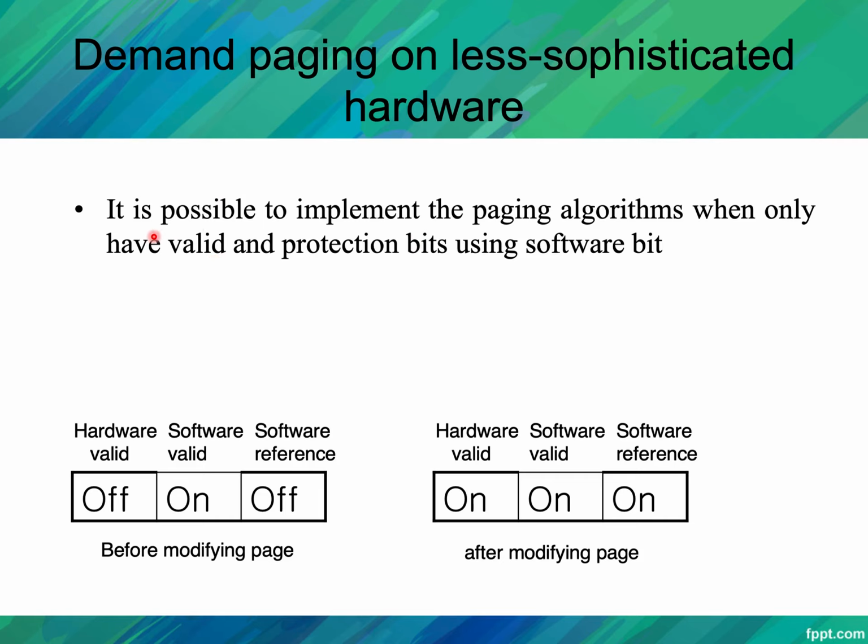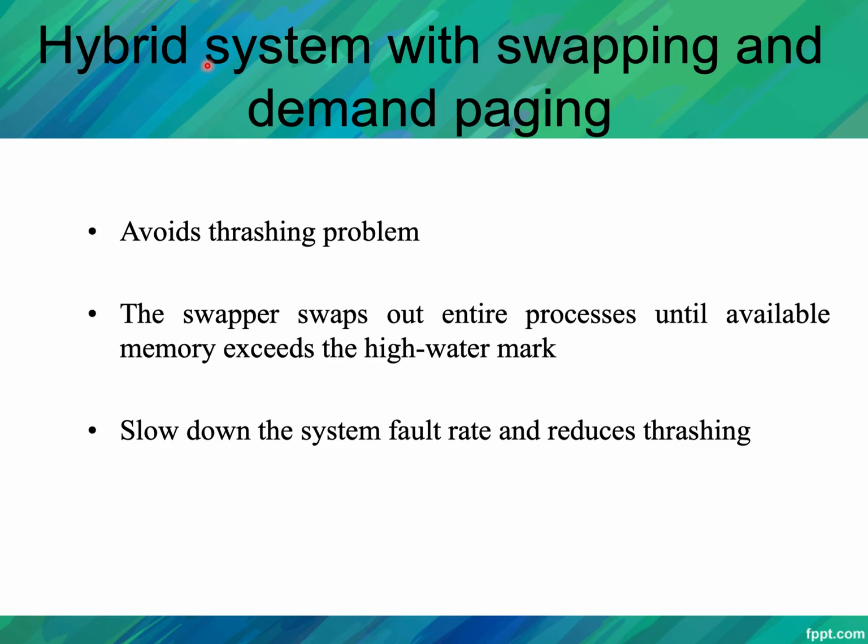So demand paging can be used on less sophisticated hardware, where we can set the hardware bits. So whenever such bits are on or off, we can modify the bits. Whenever it is off, we can't modify the bits. Whenever it is on, we can modify the bits. So that makes this protection fault handler easy. And then we can use the hybrid system with swapping and demand paging.